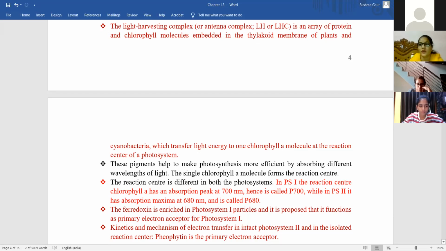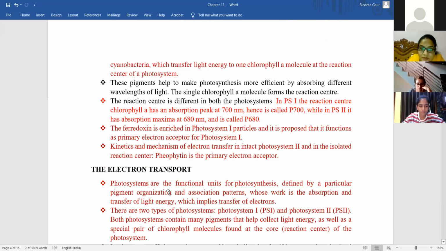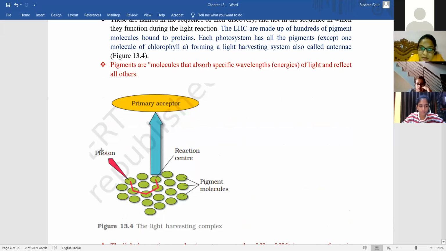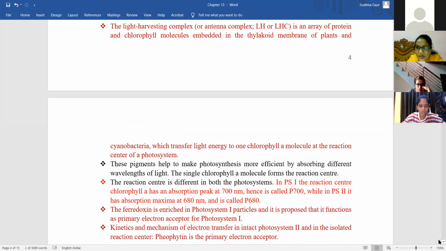Like this, we can say photosystem. These are the pigment molecules. This is chlorophyll A, the reaction center. This is light. Light will fall on this. They will trap the light energy and transfer it to this reaction center. Then the electrons from these reaction centers will get excited and will be accepted by the primary acceptor. I will explain this with another diagram in this class.